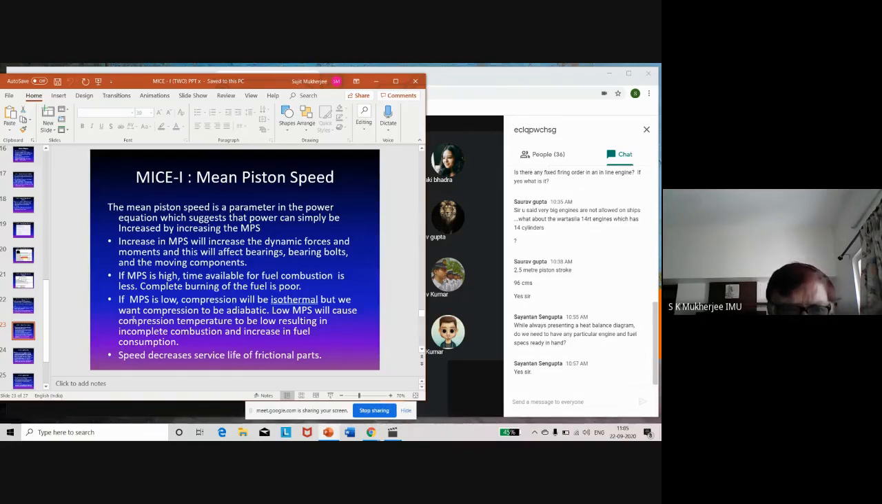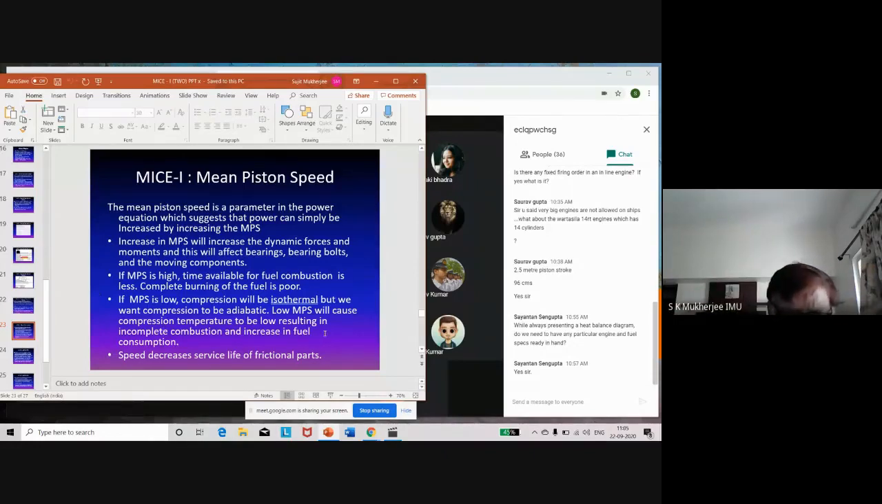All right. If mean piston speed is low, now this is the other end of the story. If the mean piston speed is very high, there are a lot of complications. If the mean piston speed is very low, then again there are complications. So it has to be an optimum level. If the mean piston speed is low, that means the piston is moving so slowly that by the time it compresses the air, the heat in the compressed air is lost to the walls and ignition will not take place.